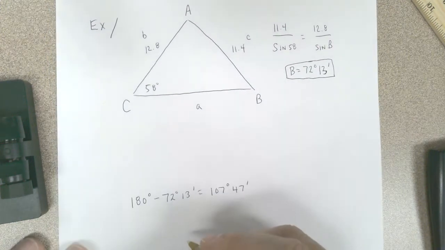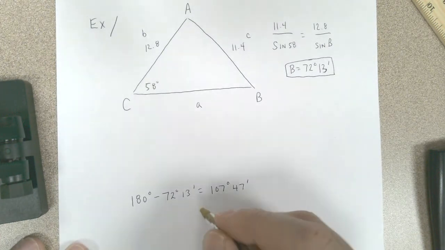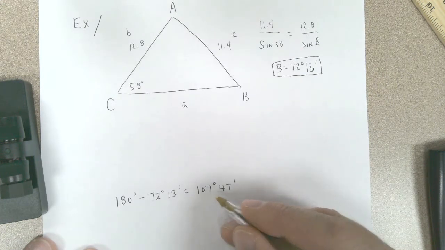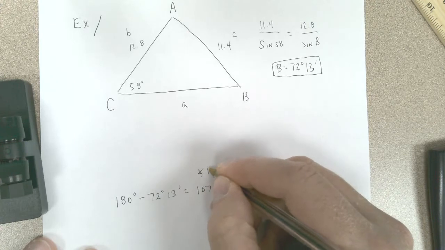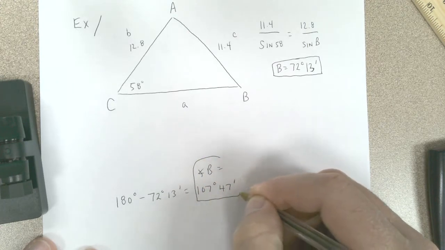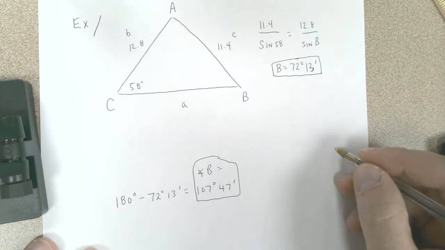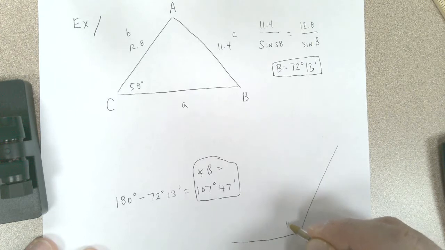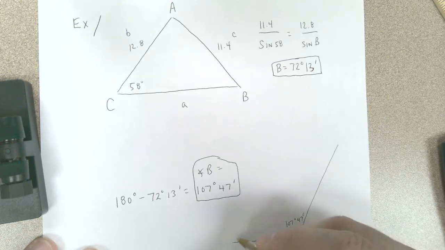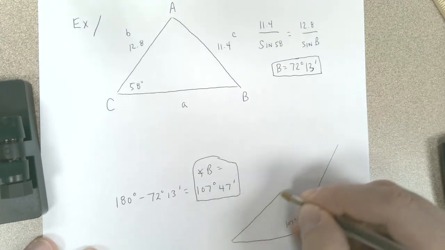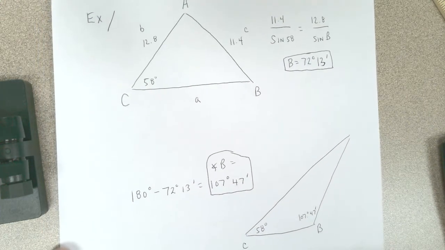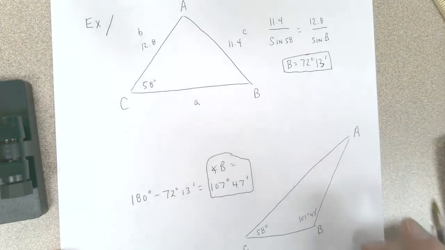So I'm going to go ahead and sketch my other triangle. It's going to look something like this. My new angle B is 107 degrees, 47 minutes, so that makes it an obtuse angle. That's this angle here, my angle B. Again, angle C hasn't changed. It's still 58 degrees. And then angle A is going to be up here at the top.